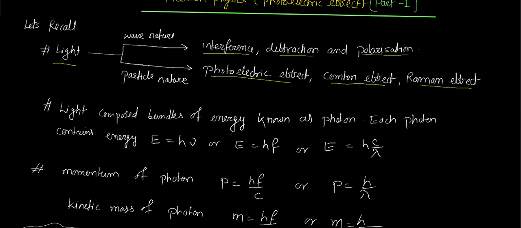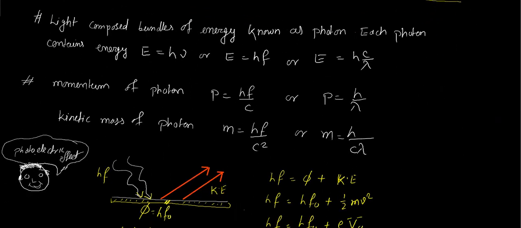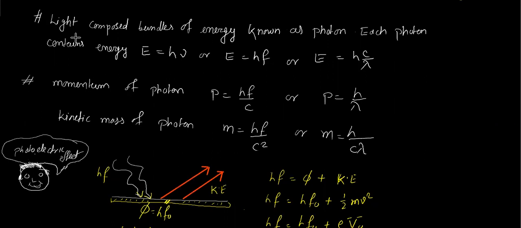Okay, so these are basic things, and these are also candidates for MCQ questions. Now let us move further. Another property related with light is that light is composed of bundles of energy, and each bundle is known as a photon, and each photon contains energy equal to h nu. In lots of books, frequency is represented by this particular symbol, nu.